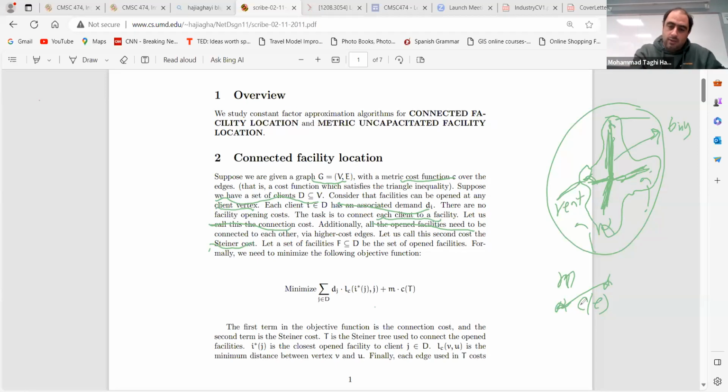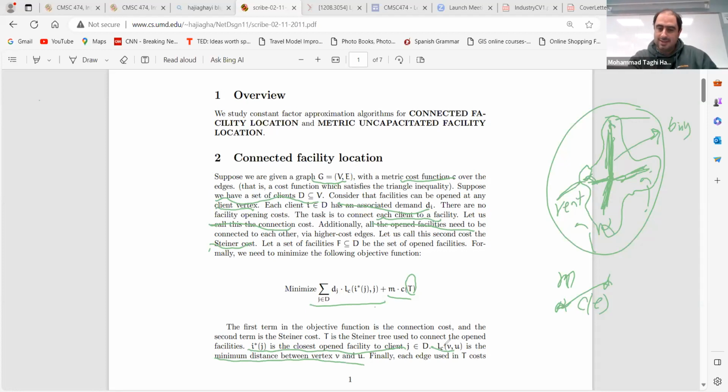What is the goal? For those edges, for this Steiner tree, you need to pay M times the cost, because again, the buy cost is M. For all others, you want to connect them essentially to some i star of j, where i star of j is the closest open facility to client j. And again, l of vu is the minimum distance between v and u.